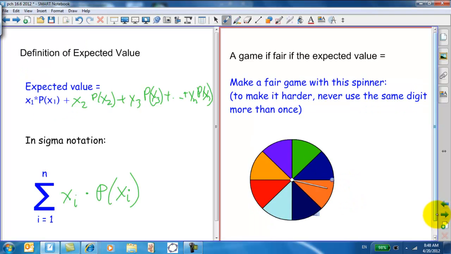Now a game is fair if the expected value equals 0. That is, your wins and losses should balance out. So let's make it a fair game with this spinner. To make it harder, never use the same digit more than once.